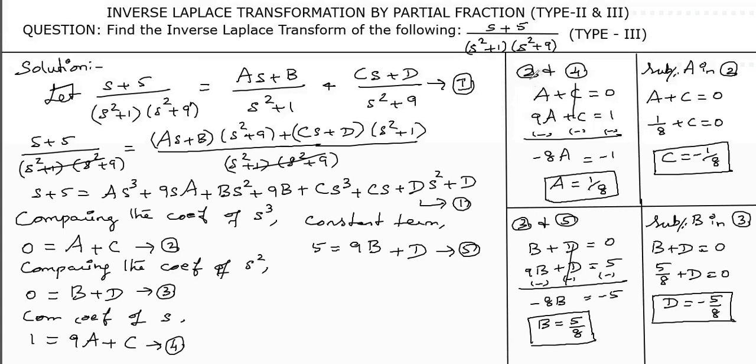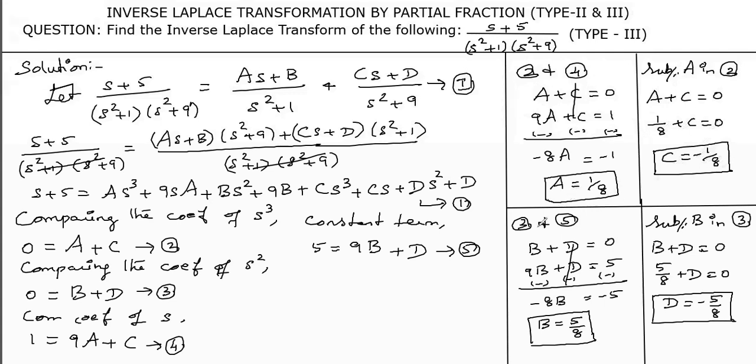I have taken equations 2 and 4. See here, a plus c equals 0, 9a plus c equals 1. Just change the sign. C is getting cancelled and I'm finding the value of a. After finding the value of a, just apply it in equation 2, which is easier than equation 4. So a plus c equals 0, with a as 1 over 8, it will become c equals minus 1 over 8.